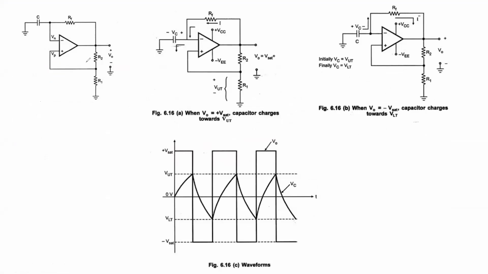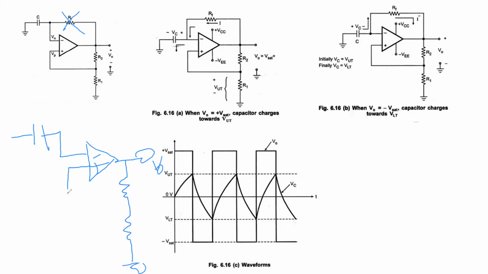So if you observe this circuit, suppose for some time leave this component. Then how does this circuit look? This is a capacitor. Tell me how this circuit is. Minus, plus, V0, R2, R1, ground. The non-inverting terminal is connected, we are giving positive feedback, R2, R1.